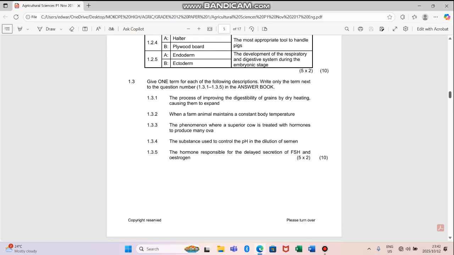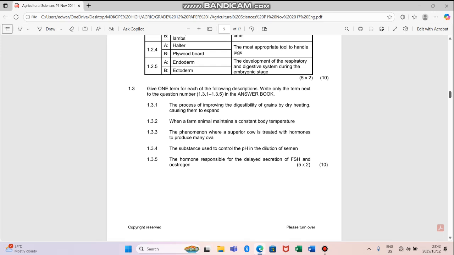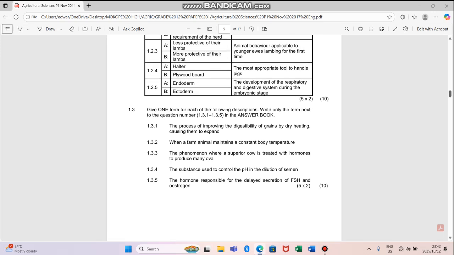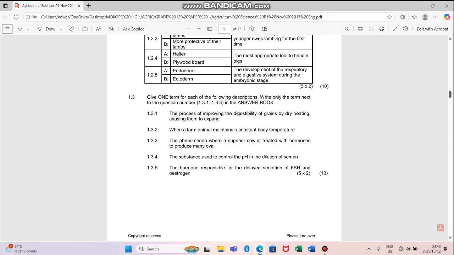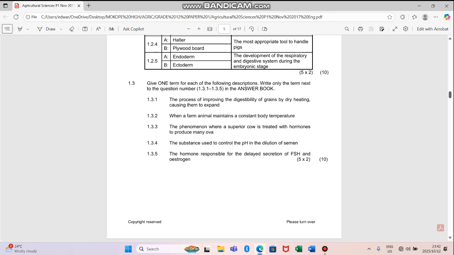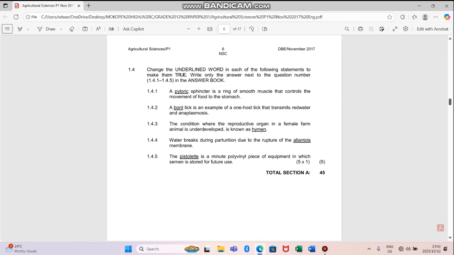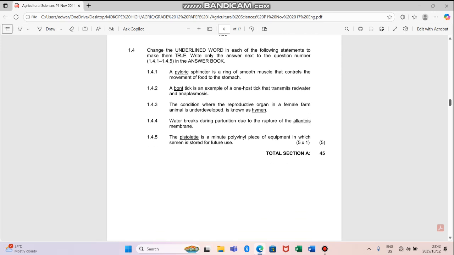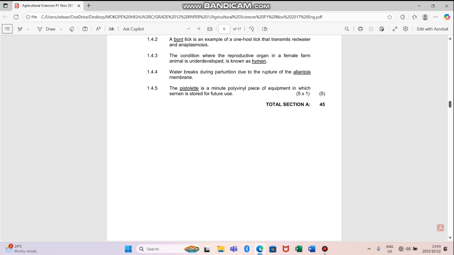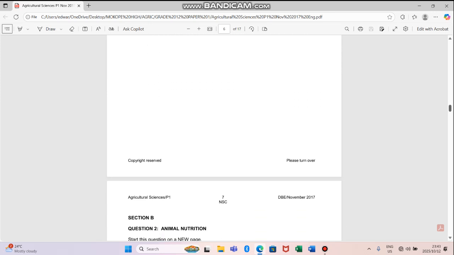Now, 1.3, you're going to provide the correct term. They're going to give you a statement and you give the correct term that is related to that statement. Then lastly, you're going to have 1.4 where they give you a statement with an incorrect keyword. Now you're going to change that keyword into a term or a word that is correct to that specific statement. Overall, section A weighs 45 marks.